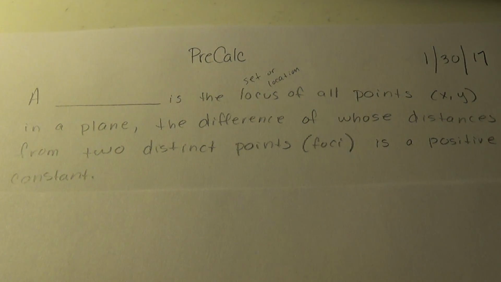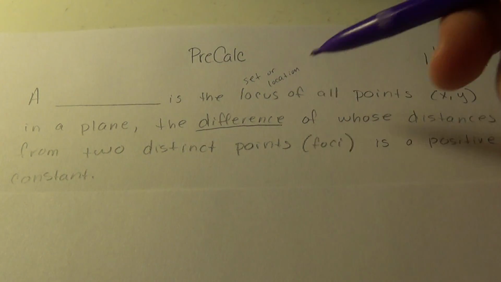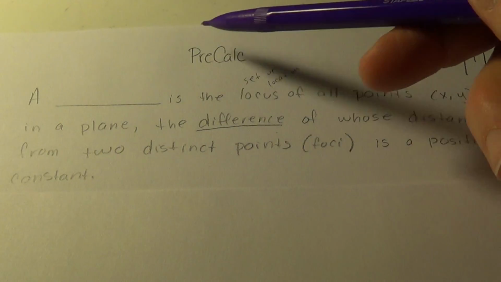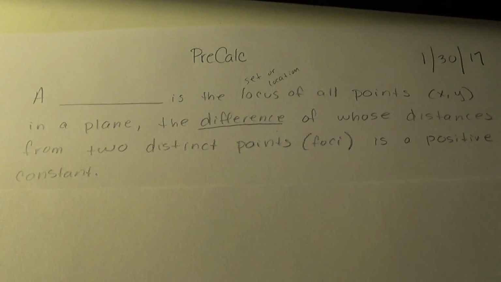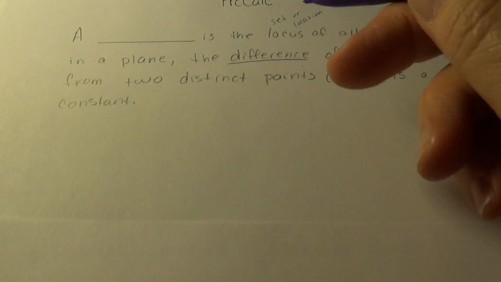Of all points x, y in a plane, the difference of whose distances from two distinct points called foci is a positive constant. If you look back at the ellipse work, you'll see that the word was the sum. So we're finding another conic section, and this conic section follows this rule. Let's see if we can develop a picture to help us name it.